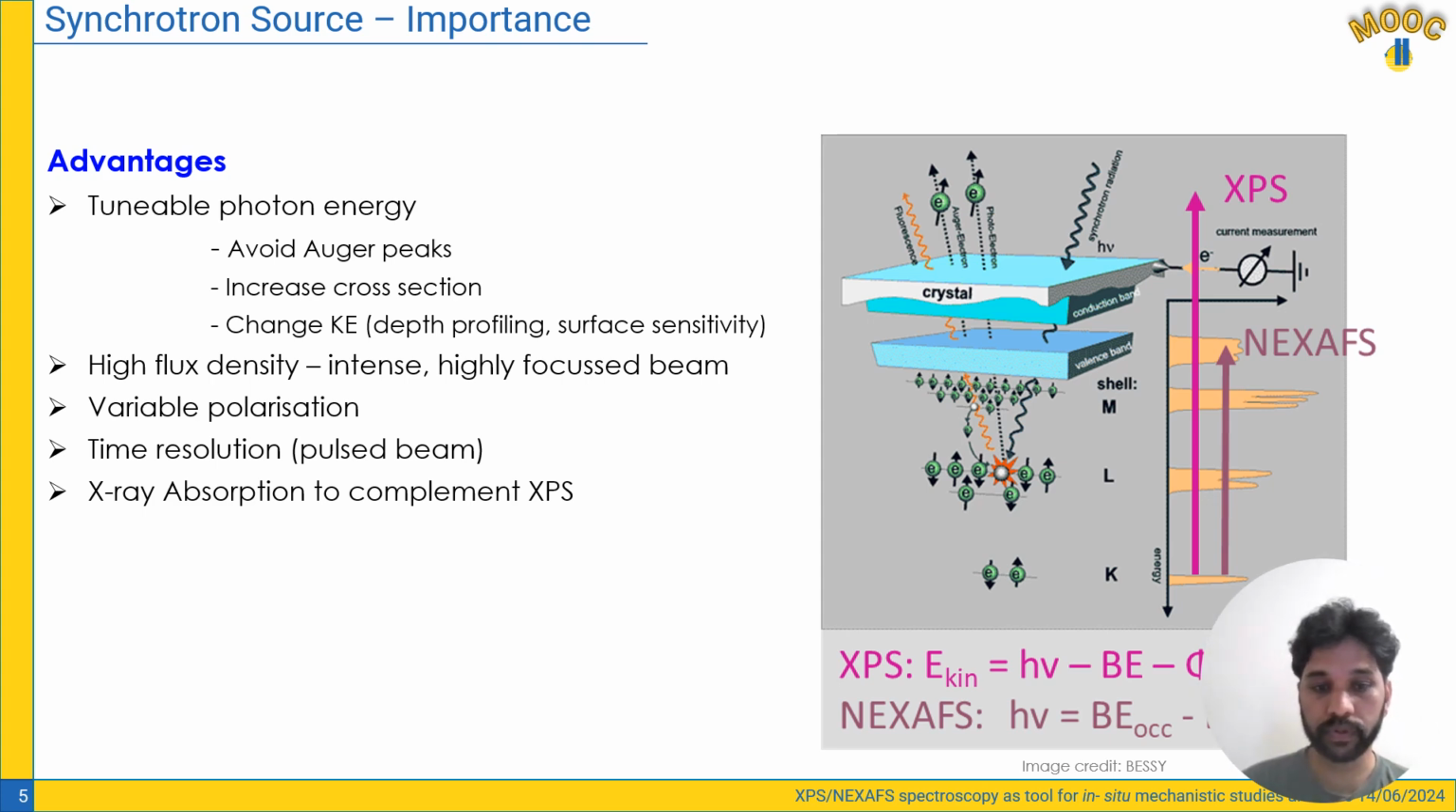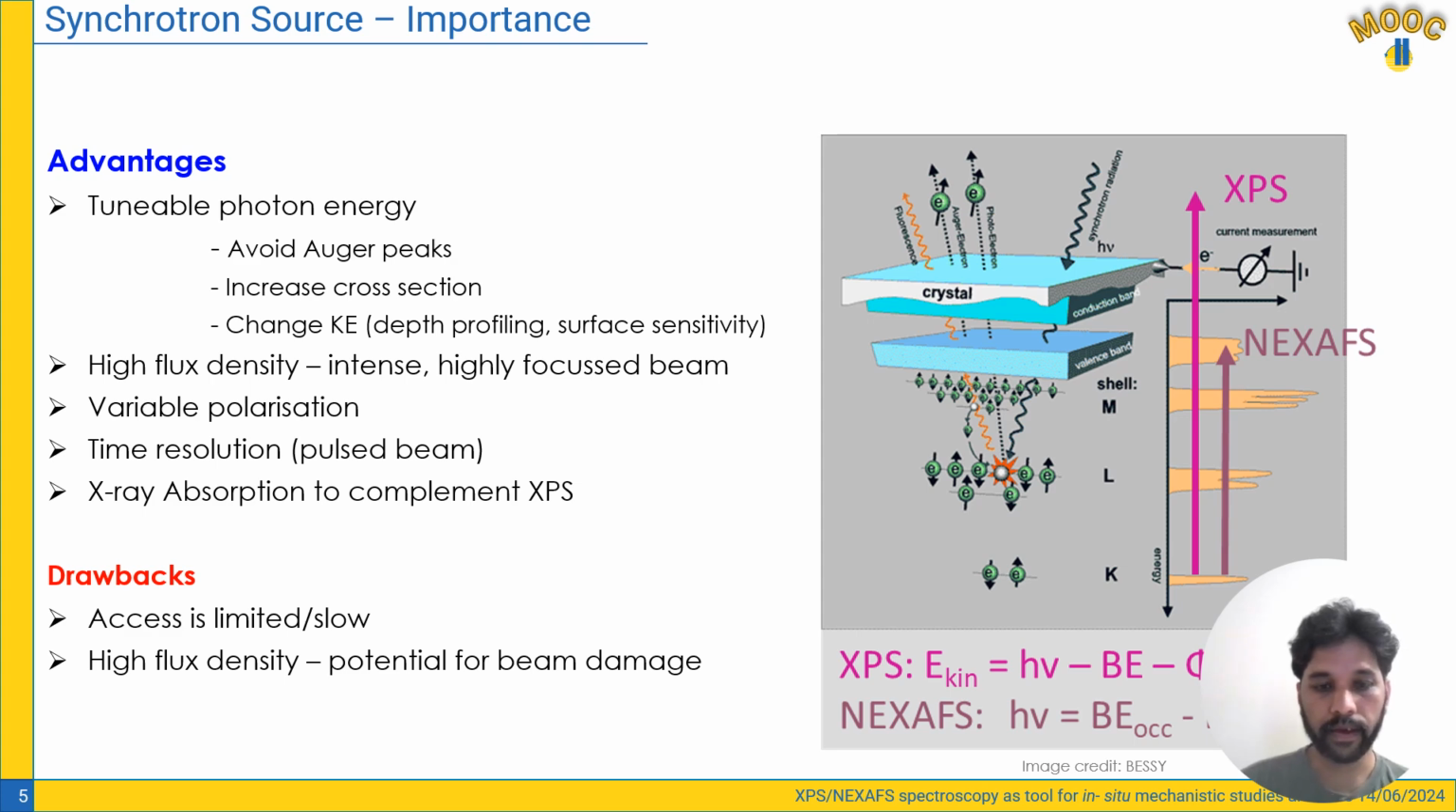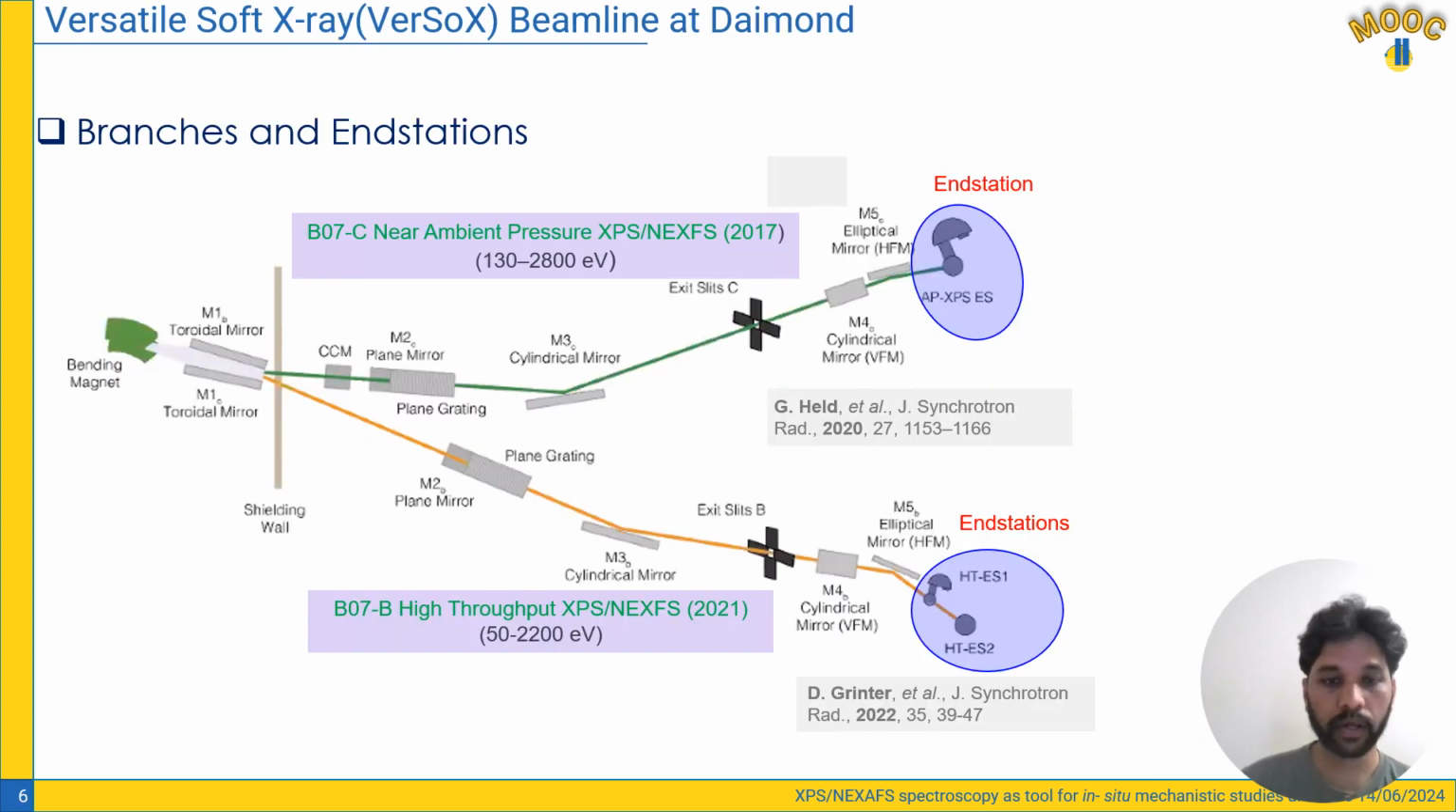X-ray absorption is complementary to XPS with synchrotron radiation. XPS gives you the filled orbital information, while XAS gives you the empty orbital information about the conduction band. Including Auger electron spectroscopy as a whole, you can understand the full structure of the catalyst or the local structure of the electrolyte and catalyst interface. So that's the major advantage. There are drawbacks, like access limits, and sometimes the high flux potentially causes beam damage.